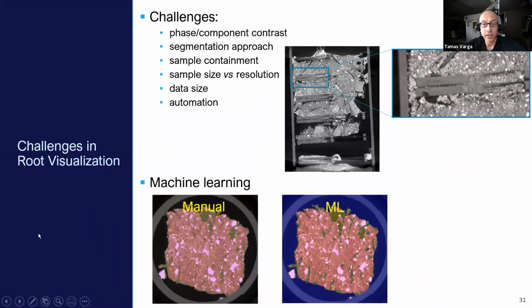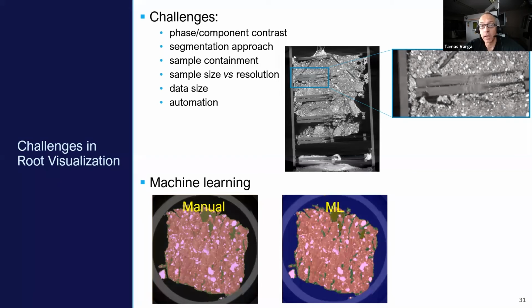So a few challenges that we are working on and trying to address. One is the phase component contrast, as I mentioned. This is the same example as on the last slide. I highlighted or zoomed in on an area where you can see how the root piece is of the same color or density as the plastic container and the polymer grid.